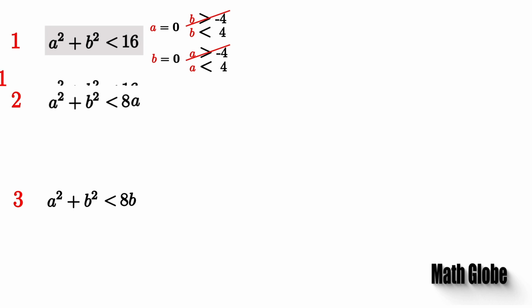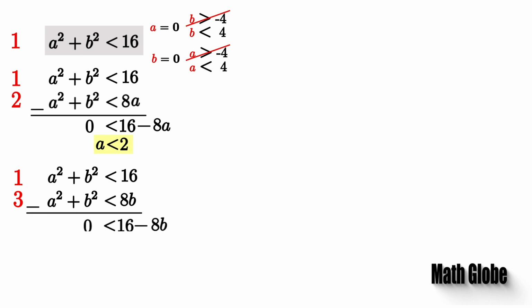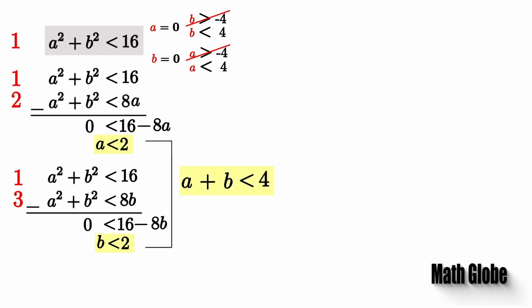Then, let's subtract the second inequality from the first one. As seen, 16 minus 8a will be smaller than 0. From this, a will be smaller than 2. Likewise, doing the same subtraction for the third inequality, we will note that b will be smaller than 2. So from this, the sum of a plus b will be smaller than 4.